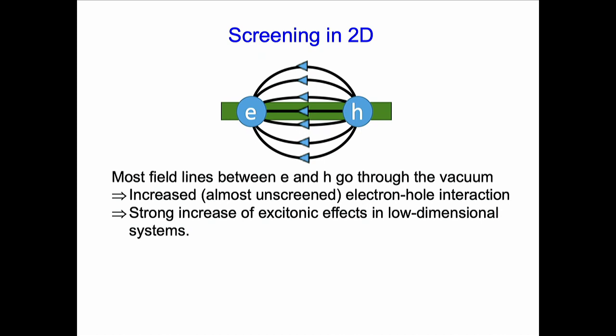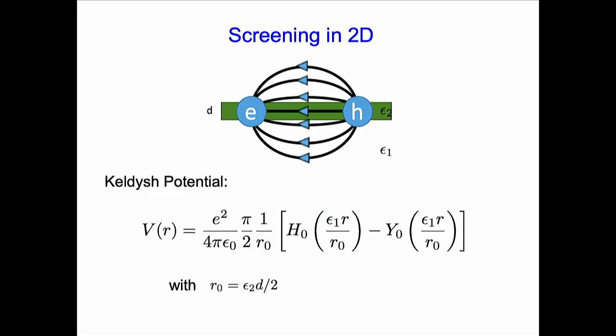So for those two reasons, quasi-two-dimensionality and reduced screening, we are experiencing much stronger excitonic effects in two-dimensional materials than in three-dimensional materials. And that's why two-dimensional materials are such a wonderful playground for the Yambo code.